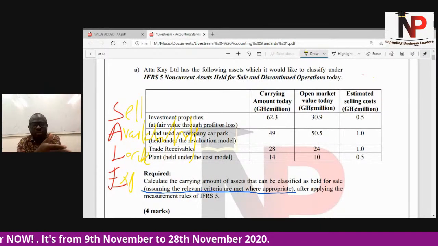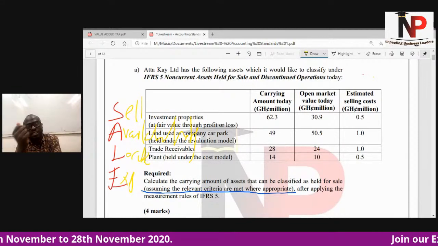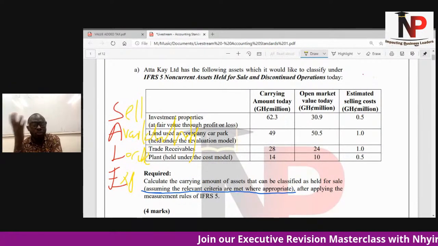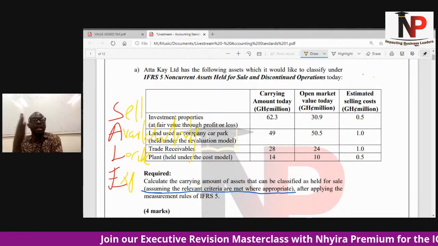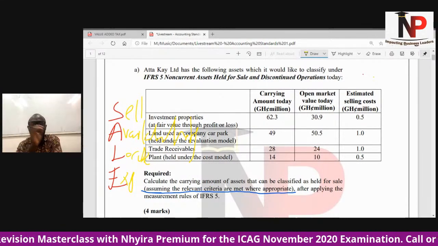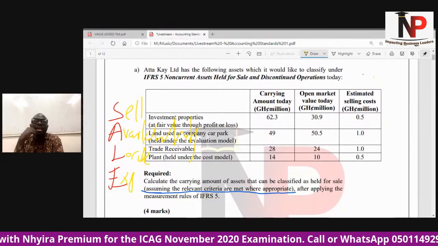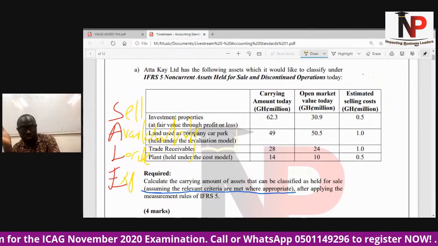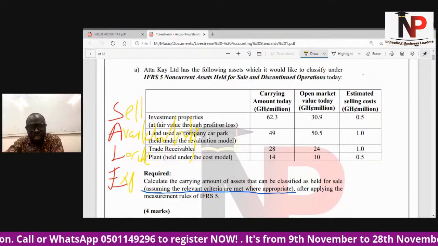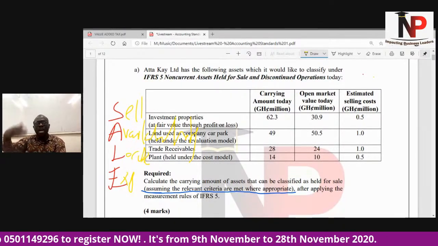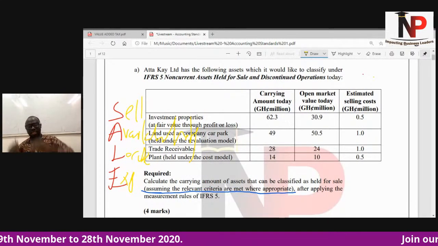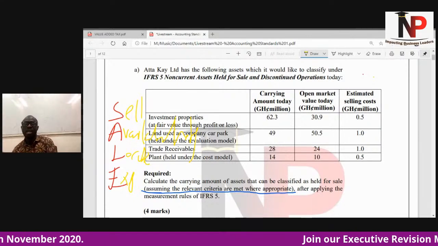So if this criteria is met, the standard says that because the asset or the division or the operation has now become held for sale, it should be carried at the lower of cost or net realizable value as per IAS 2 Inventories. So whatever asset or division meets the recognition criteria, we will carry it at the lower of cost or the net realizable value.